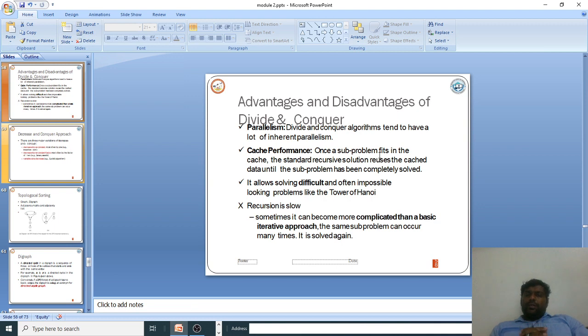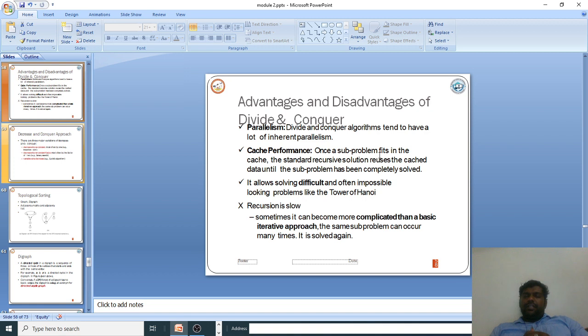So today's topic we'll see the advantages and disadvantages of divide and conquer, and we will go for the decrease and conquer approach, and also there we'll see one algorithm, that is topological ordering or topological sorting. Okay, now advantages and disadvantages.